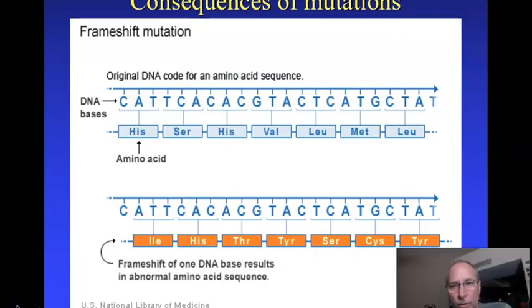Okay, so then the final consequence is one that we've actually already seen. In this case, look at this sequence right here, CAT, TCA, CAC, codes for the sequence histidine, serine, histidine, valine, leucine, methionine, leucine. Okay, so that sequence right here is the normal one. If we move our reading over exactly one for whatever reason, instead of starting our codon with this C, we start the codon with this A, then we have ATT, which codes for isoleucine, and then CAC, which codes for histidine, and then threonine, and tyrosine, and serine, and cysteine.